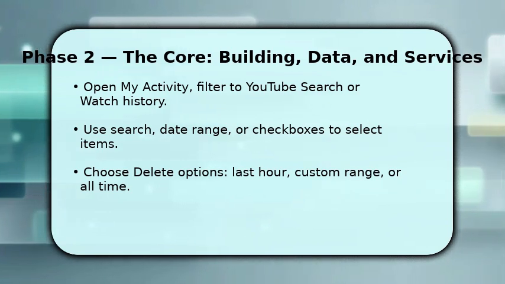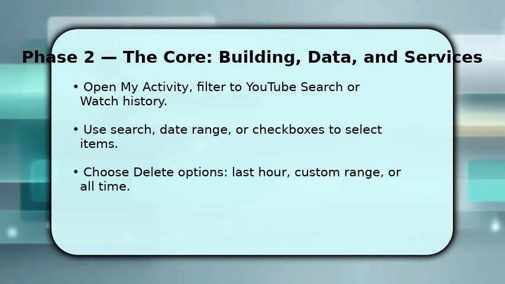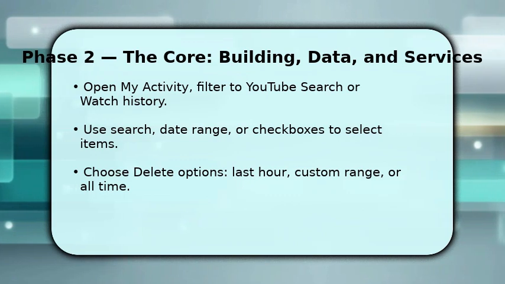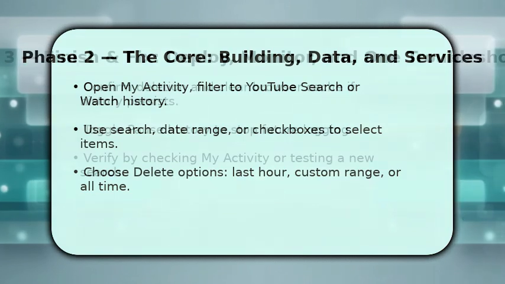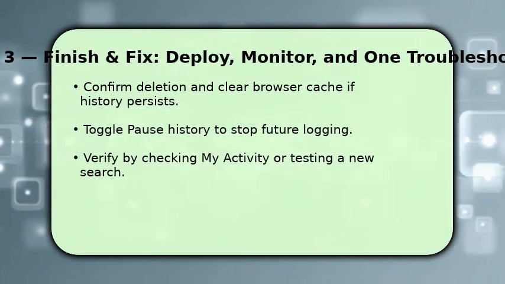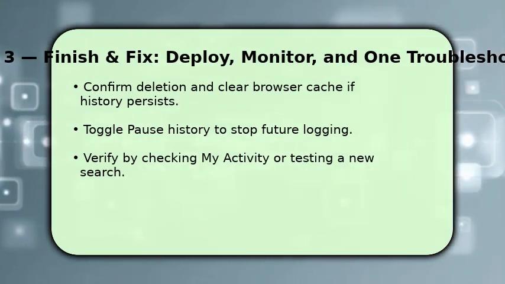Once items are selected, click the three-dot menu or Delete button and pick Delete options: last hour, custom range, or all time. Make sure to confirm each prompt so deletions are applied correctly and remembered across devices. Finish by confirming deletion. You'll see a final prompt. Accept it to permanently remove those entries.